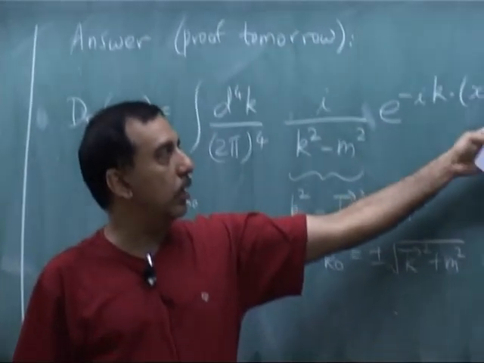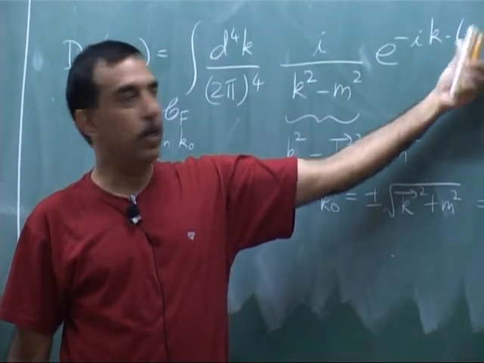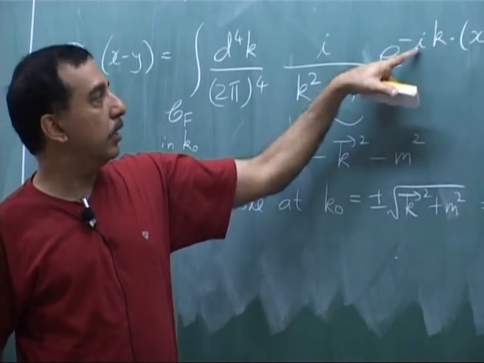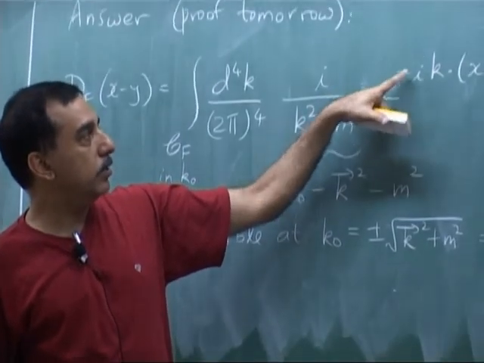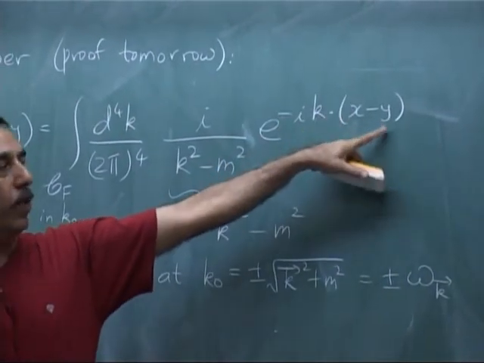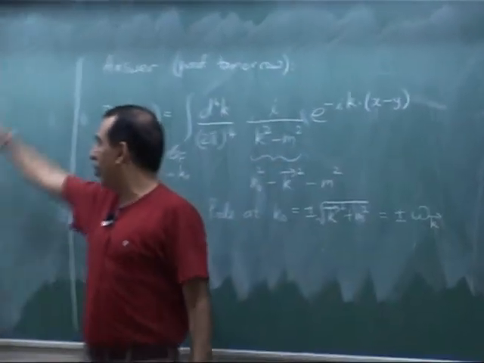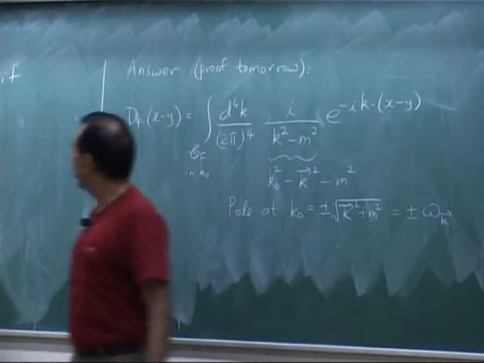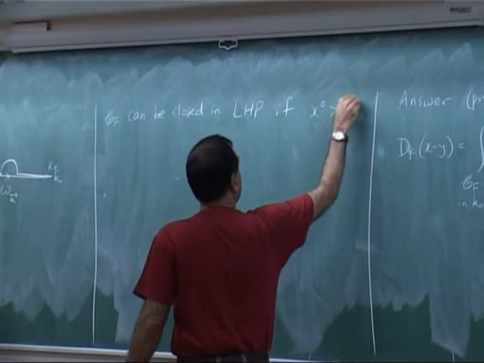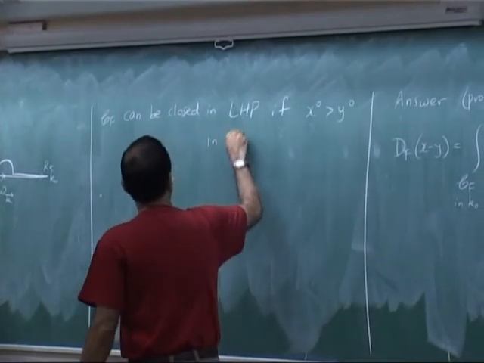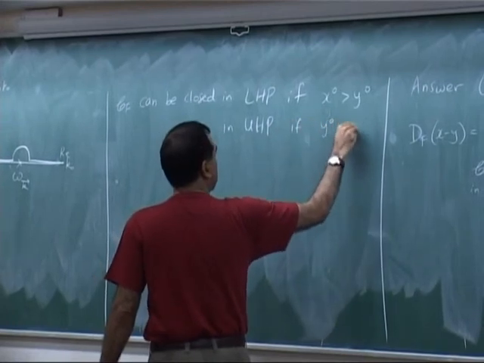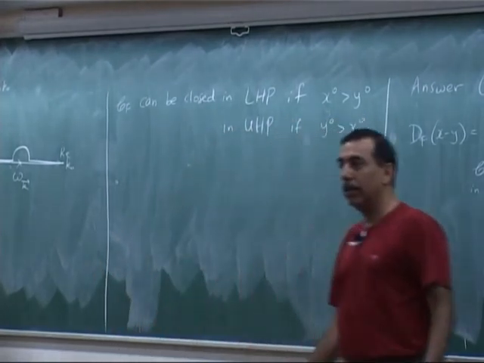Because if x naught is greater than y naught, then this is positive. If I take this to be negative imaginary, then imaginary times this imaginary gives me a minus and a minus and a minus, three minuses. So I get e to the minus of x naught minus y naught, which damps off at infinity. So it can be closed in the lower half plane if x naught is greater than y naught, and in the upper half plane if y naught is greater than x naught. Is that clear?